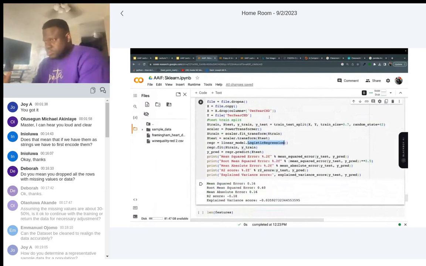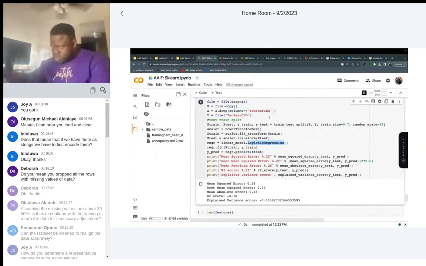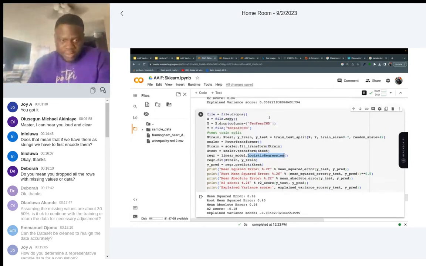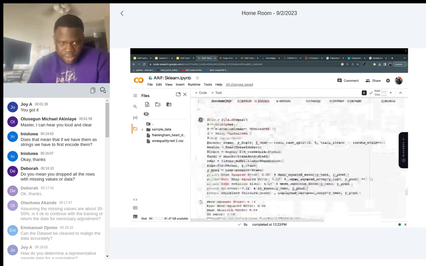Please, any questions? Hello. So far, do you mean that you dropped all the rows with missing values or data? Yes, all the rows. It's not just those data points. All the rows that don't have all the 15 properties, I dropped all of them. Because at the time, let me see.